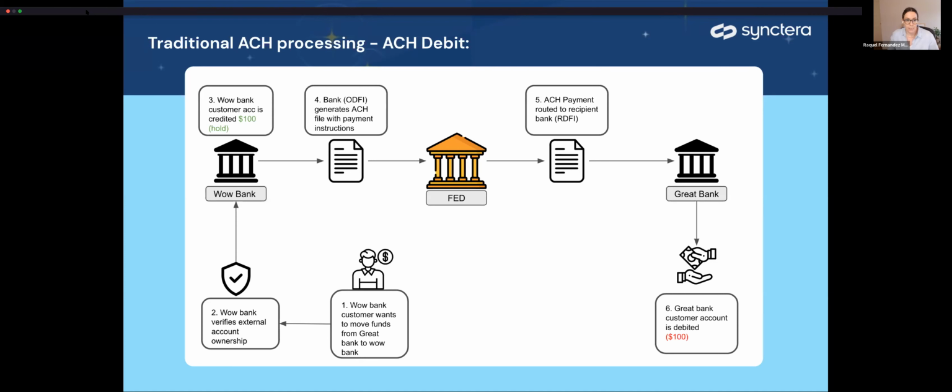until the payment is verified. Then Wow Bank is going to create an ACH file that is exchanged with the Fed multiple times a day. Every bank has a different schedule with the Fed, fairly similar, but different. And it's a batch process. Then the Fed is going to receive that file, and then it's going to route it to whoever needs to receive the payment. In this case, it's going to be Great Bank. Then after Great Bank receives the file, the Great Bank customer account is going to be debited, as the customer wanted at the beginning of the process.